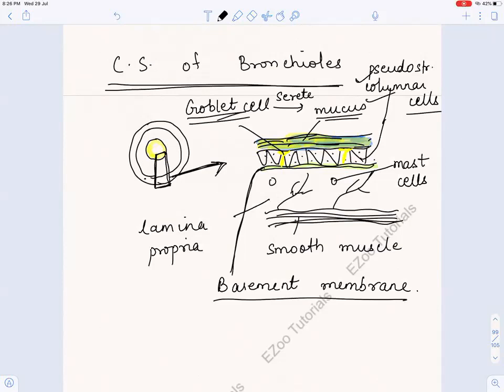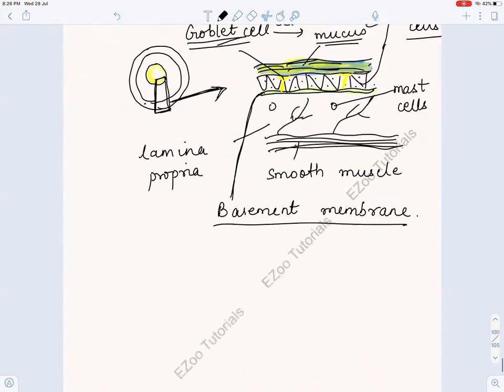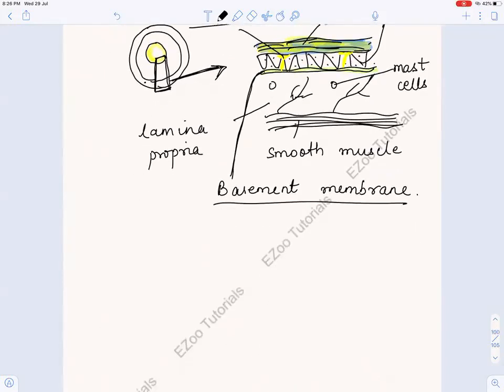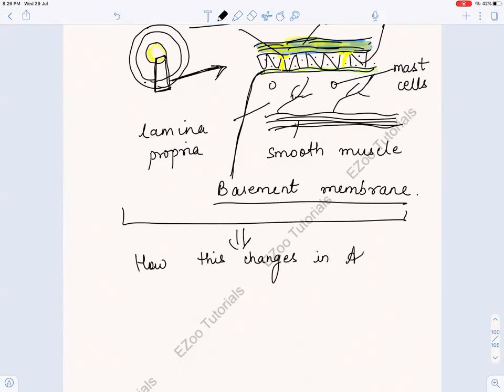Okay, now let me see what is actually happening in asthma. How is this changing in asthma? If you see it with a diagram, things get very clear, and that's why I always prefer drawing a diagram and telling you.